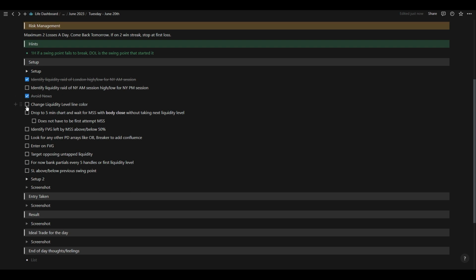I don't have to change the line color anymore because that indicator does it for me. Once the liquidity is taken, drop to that 5-minute, look for that market structure shift with body close without taking the next liquidity level, which we didn't really talk about, but it didn't do that in this case. Doesn't have to be first attempt. The first candle that kind of pierces through the market structure shift doesn't have to body close. It's higher probability if the first attempt does close a candle body, but in this case, the second one did.